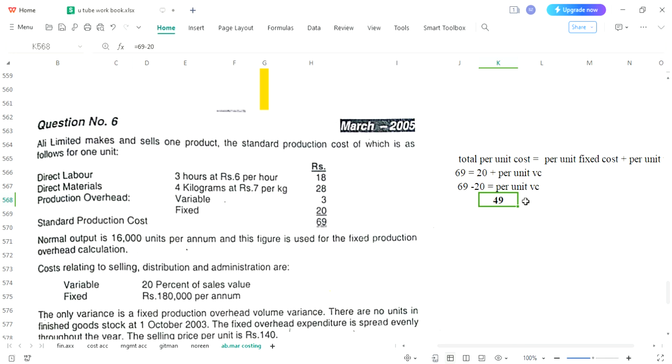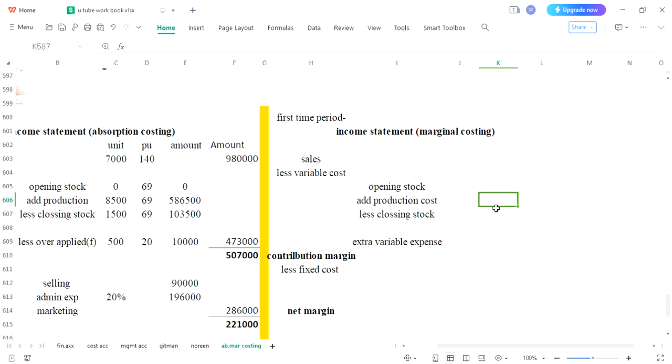You can directly see over here, total cost was 69, within which 20 was your fixed cost. So what you have done, 69 minus 20, remaining everything is variable. So you have calculated your variable cost. In marginal costing, you use only variable cost to calculate contribution margin. So our problem has been sorted out. We have got our per unit cost. 49 would be put over here, and as you know, per unit cost of opening stock would be used for both production and closing stock.